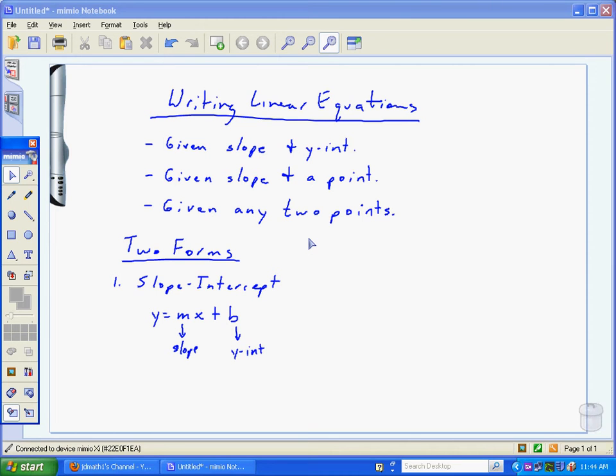The second form is just called standard form. Now there's a couple ways to do this, but I'm going to show you the way I do it, and then when we write something in standard form, you'll see it's fairly easy to get it into it. Standard form is just ax plus by equals c, where your x's and y's are on one side in that order. We'll do the first 2 types probably on here, and we'll move from there.